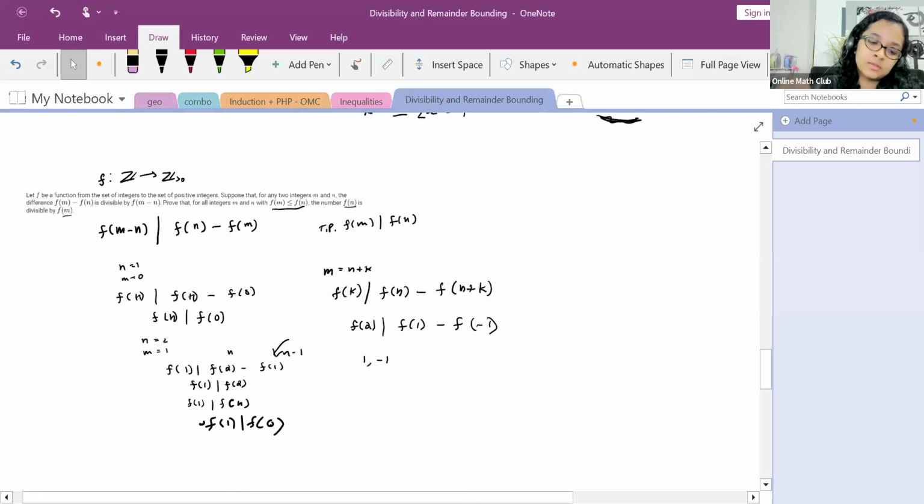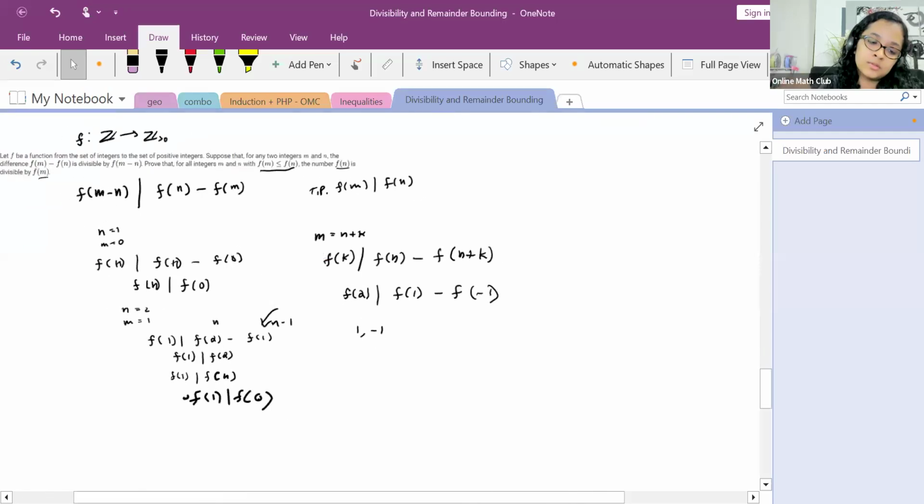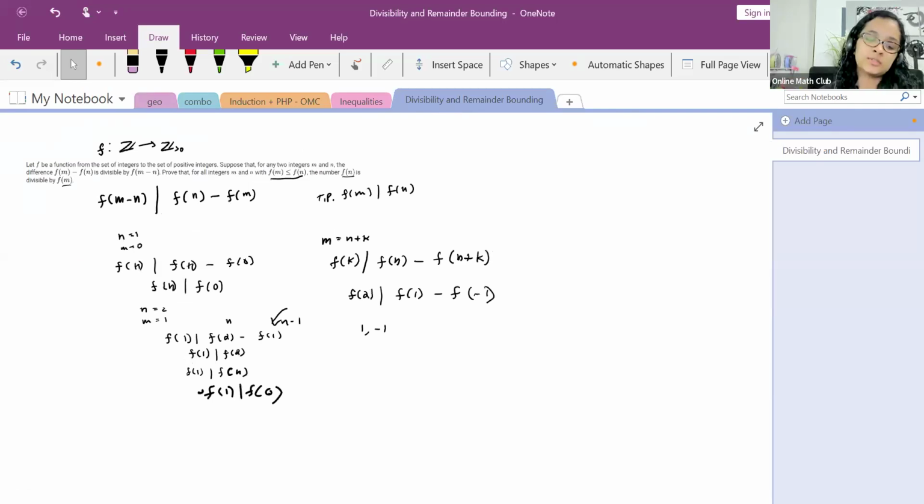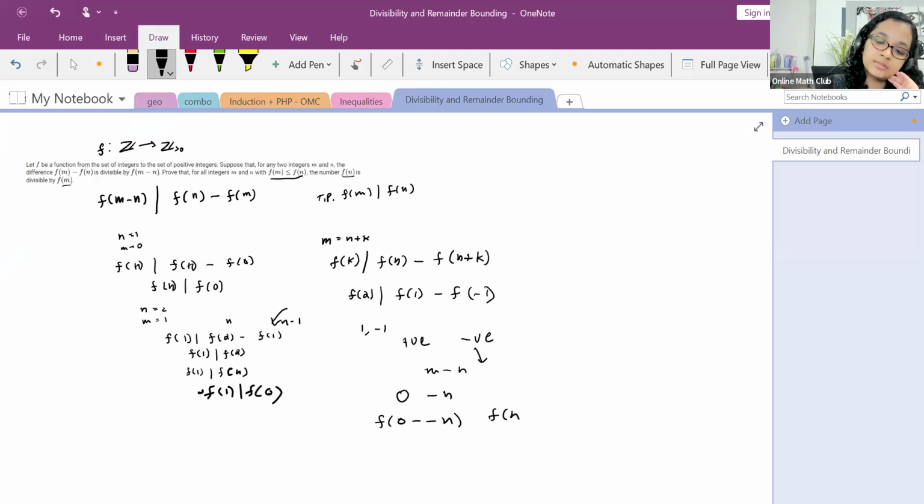Okay, what if you put zero and a negative thing, then you get f of some positive thing divides something nice. Can you try something like that? Now what he just did is he took something positive and then something negative, but because you have m minus n, this thing becomes positive, right? Because you're doing minus minus. So if you do 0 and then minus n, then what you're going to get is f of 0 minus minus n, which is f of n. So try putting something like that.